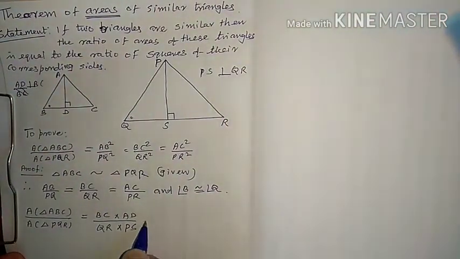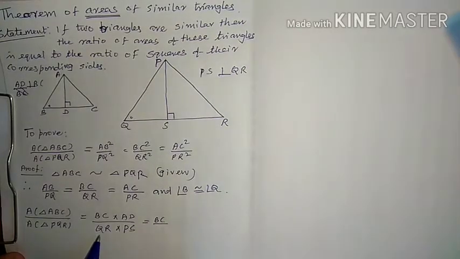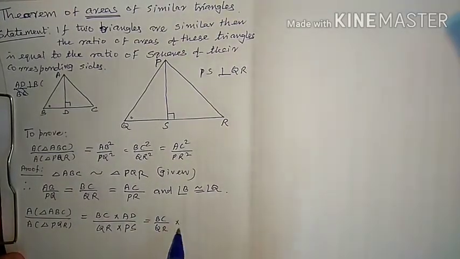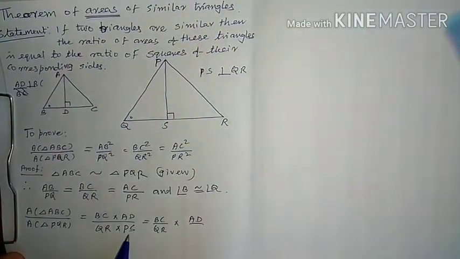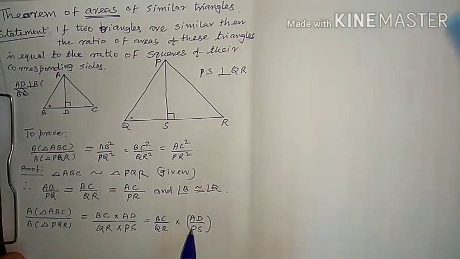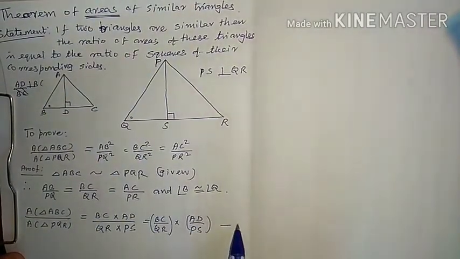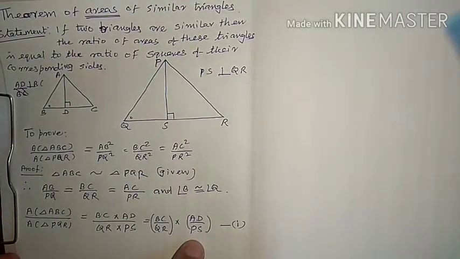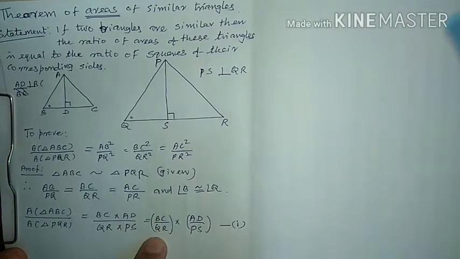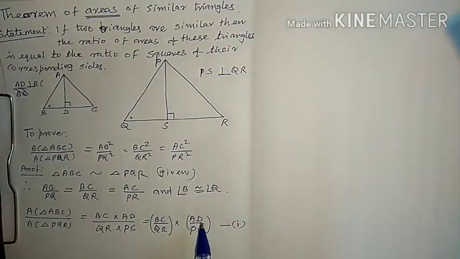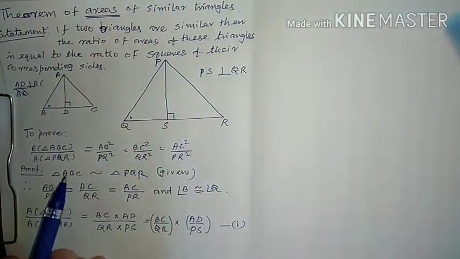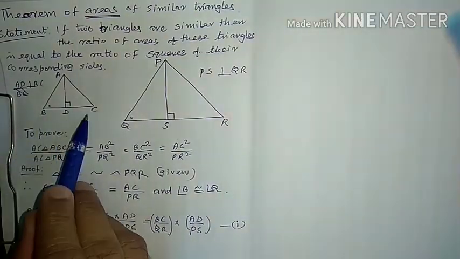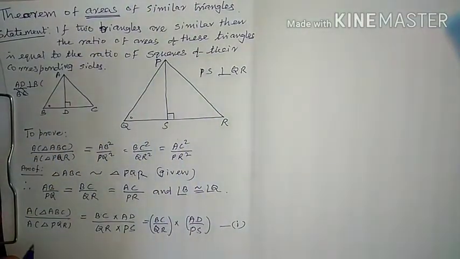This we write: BC upon QR into AD upon PS. We make this the first result. Here we have BC upon QR, and what do we have to find? AD upon PS. The ratio of heights of these two triangles is equal to the ratio of their corresponding sides, like BC upon QR. This is the first part we said, this is the area.